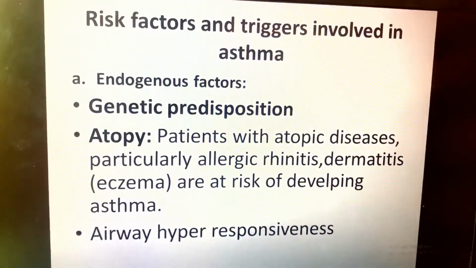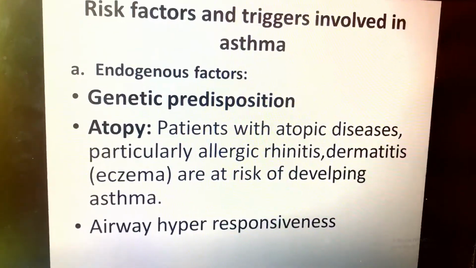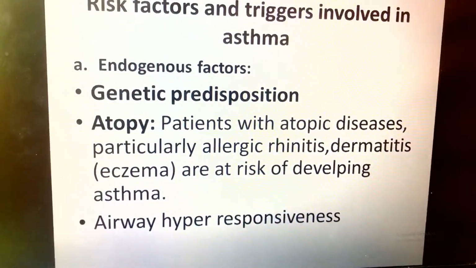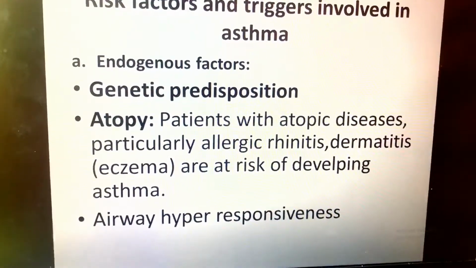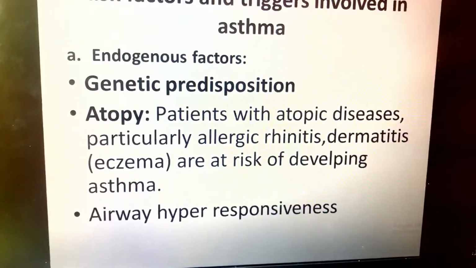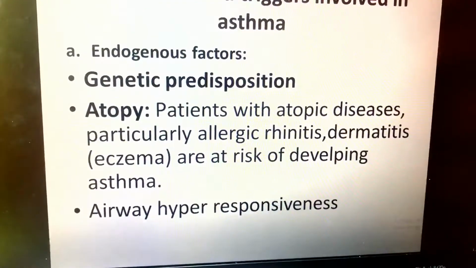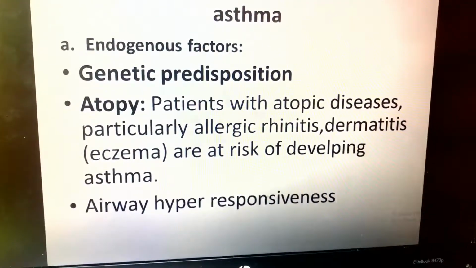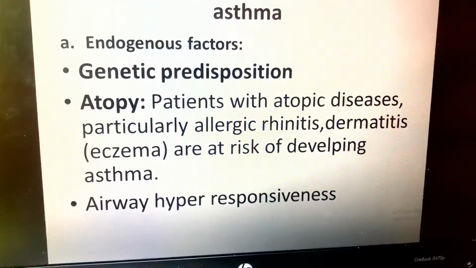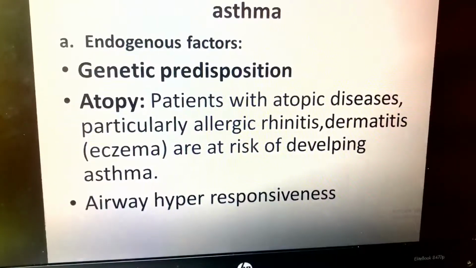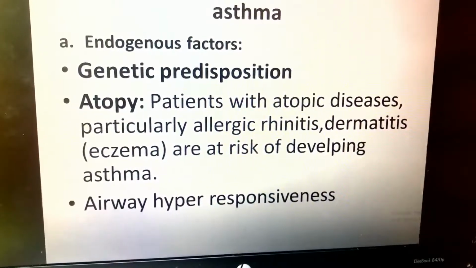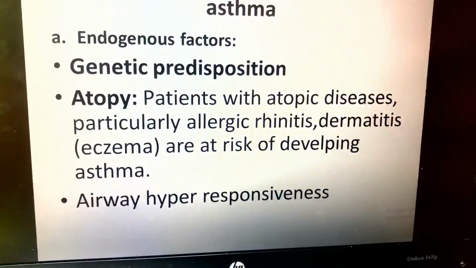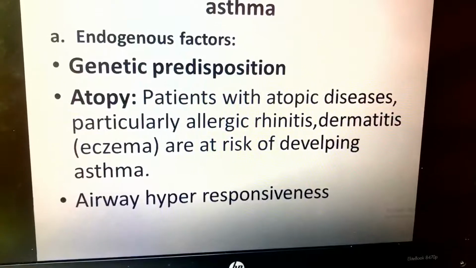What are the factors and triggers involved in asthma? Because asthma is an allergic disease, we can have endogenous factors. In endogenous factors, we have a genetic predisposition. The genetic predisposition is atopy. Patients with atopic disease, particularly allergic rhinitis, are at risk of developing asthma. Those are people who have allergies, most of the time sinusitis, rhinitis, and they may also develop asthma.